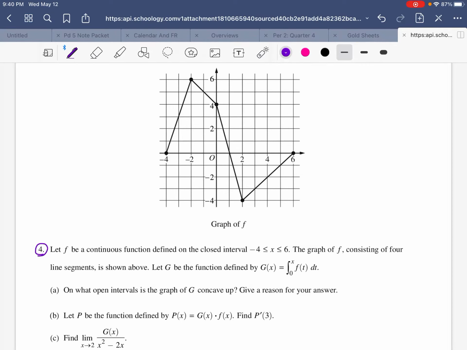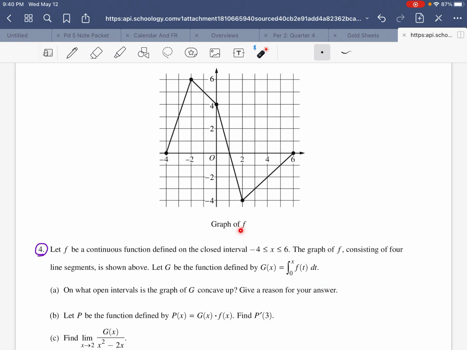Hi guys, I'm going to be going over number 4 on the 2021 exam. It says, let f be a continuous function defined on the closed interval -4 to 6. The graph of f, consisting of 4 line segments, 1, 2, 3, 4, is shown above. Let g be this function.